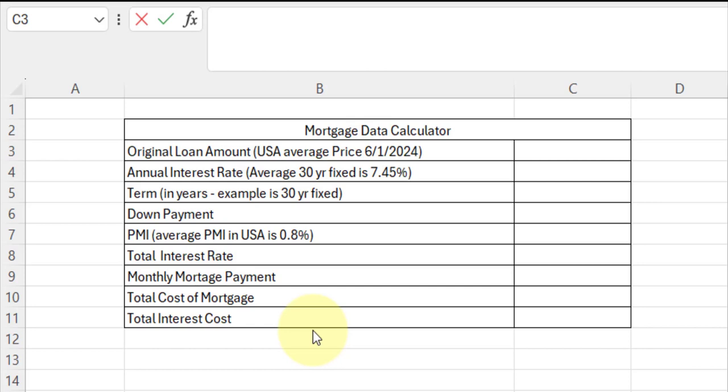I'm going to show you how to make a mortgage data calculator really quick and easy. It'll give you mortgage payments, interest, costs, and more. So let's get started. This is a quick table that I've created here, and we're going to start off with just going down the items here.